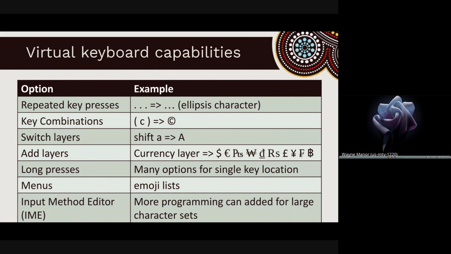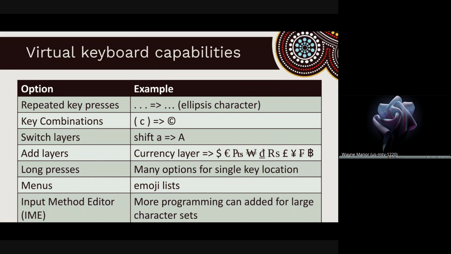You can type in key combinations, and an example of typing the copyright can be done if the application is smart enough to represent that as the particular copyright symbol. You can switch layers, of course. Layers can be programmed in.